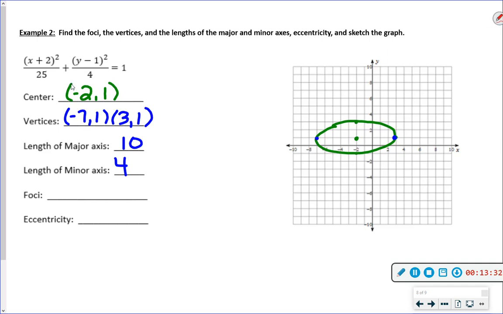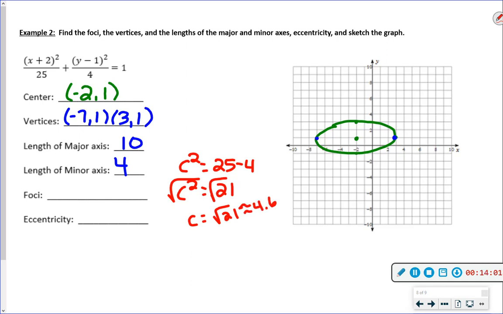But let's do our foci because we need c squared for both of those. 25 minus 4. So square root of 21. Now, for me to graph that, I don't know the square root of 21 off the top of my head, obviously, so I punched that one in earlier. It's about 4.6.